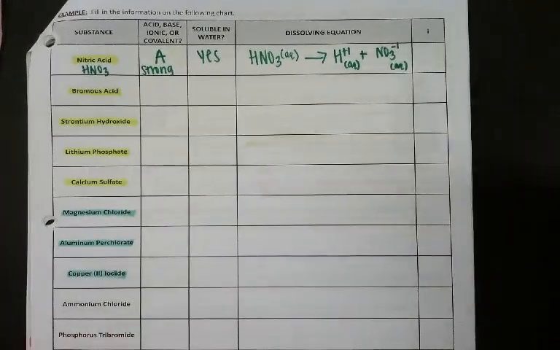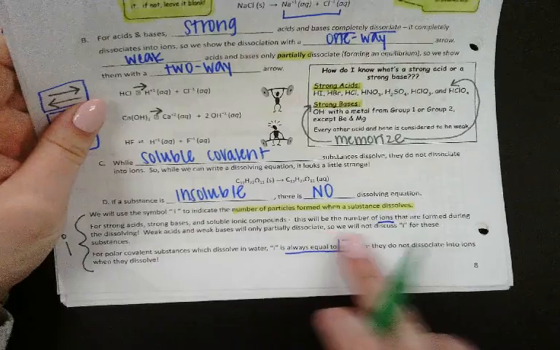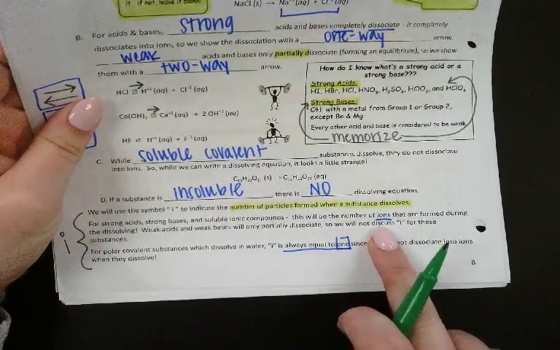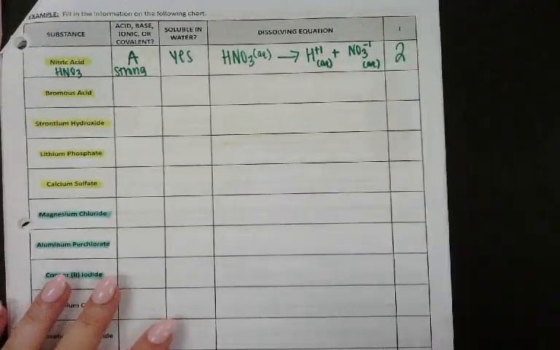Now, anytime I write out a reaction, what should I always check? Is it balanced? Obviously, you should check your charges because you have to write it correctly. But is it balanced? Yes. And the reason I say that is because, if you remember on this page, the number of ions that are formed is your i number. How many ions did I form? 2. So that's my i.